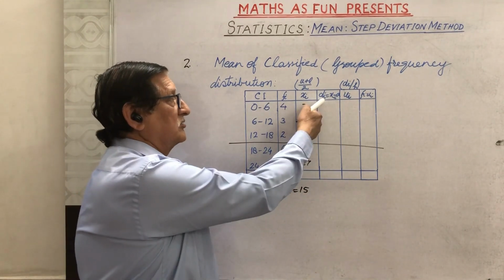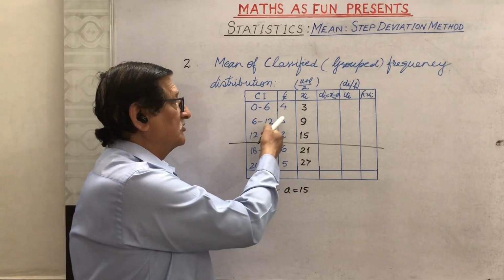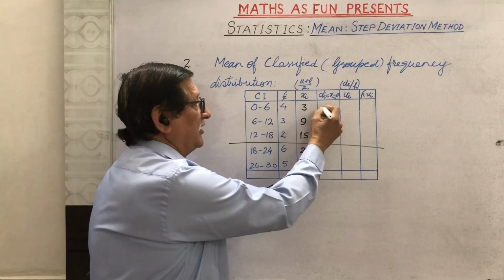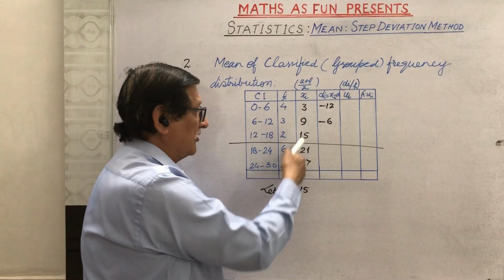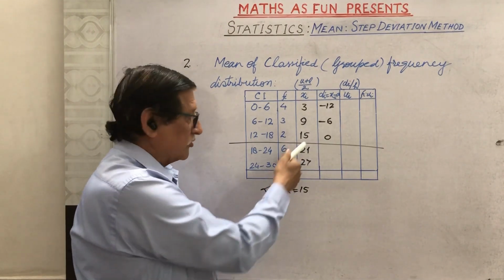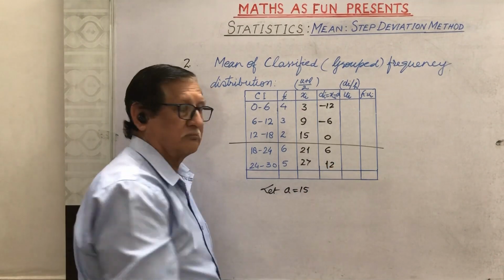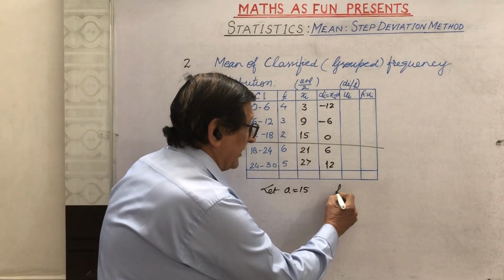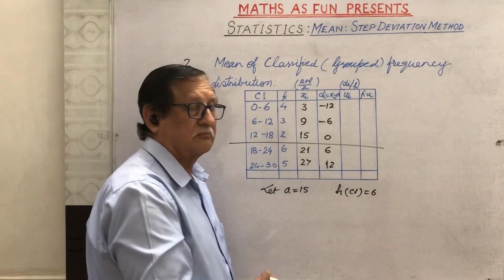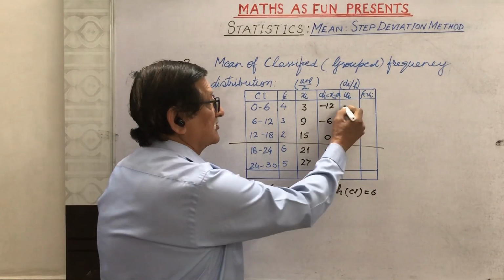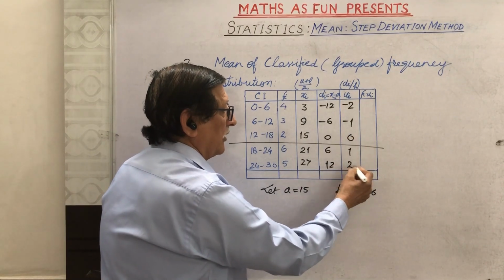Then we know we have to find out the deviations of all xi from A. And when we substitute, we are getting 3 minus 15, that is minus 12. 9 minus 15 is minus 6. 15 minus 15 is 0. 21 minus 15 is 6. And 27 minus 15 is 12. Now we have to find out h. And h here you can see can be taken as the class interval, which is 6. And if we divide them by 6, this is coming as minus 2, minus 1, 0, 1 and 2.